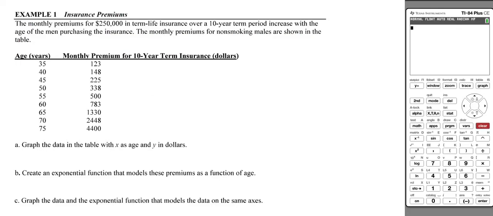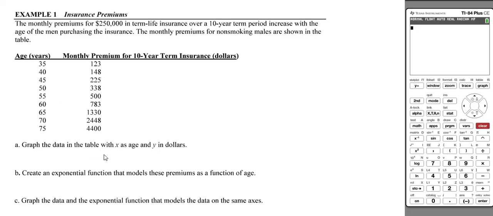The monthly premiums for $250,000 in term life insurance over a 10-year term period increase with the age of the men purchasing the insurance. The monthly premiums for non-smoking males are shown in the table. A male age 35 would pay a $123 monthly premium for a 10-year term insurance policy. Age 40 would be $148 a month, and so on.